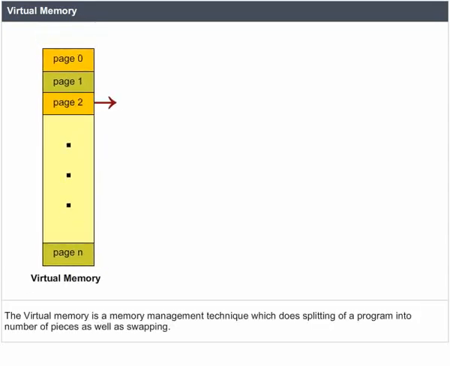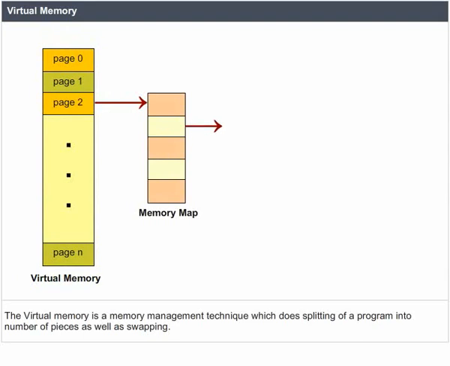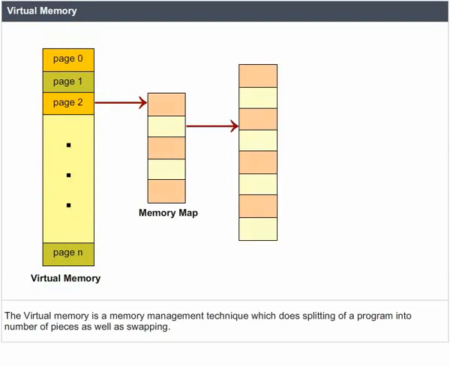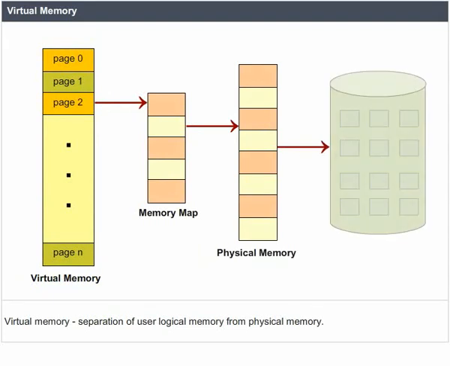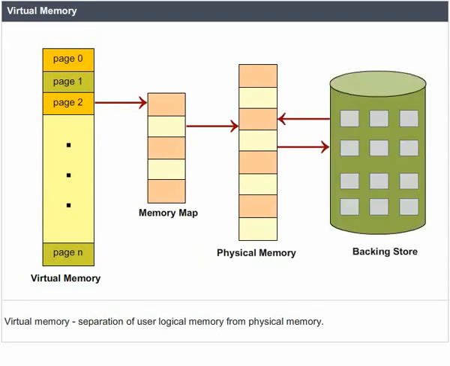Virtual memory. Virtual memory is a memory management technique which does splitting of a program into a number of pieces as well as swapping. It is the separation of user logical memory from physical memory. Only part of the program needs to be in memory for execution. Logical address space can therefore be much larger than physical address space. It allows address spaces to be shared by several processes and allows for a more efficient process creation.